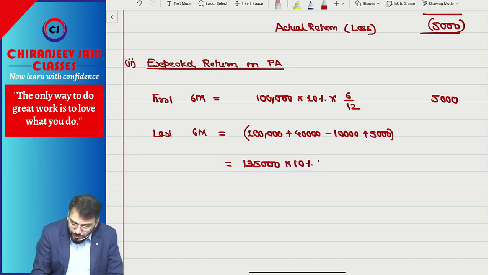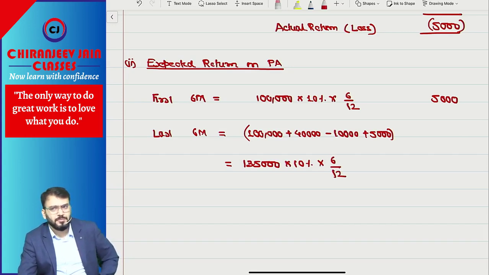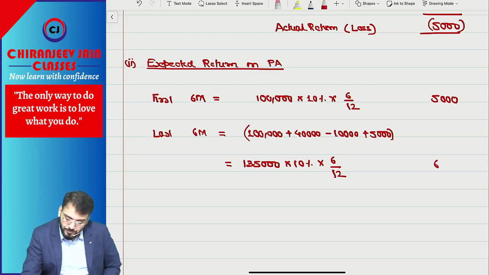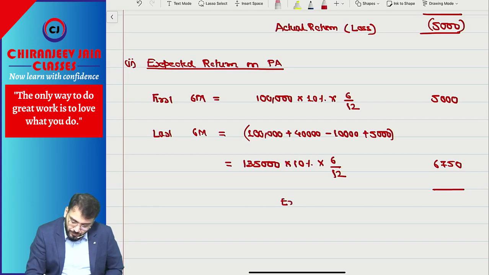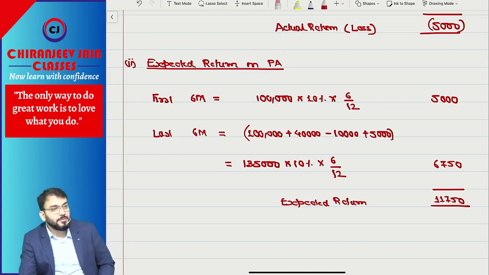10% into 6 by 12. Have you understood this calculation? This is coming how much? 6,750. So total becomes how much? So this becomes the expected return, 11,750. Got this point?